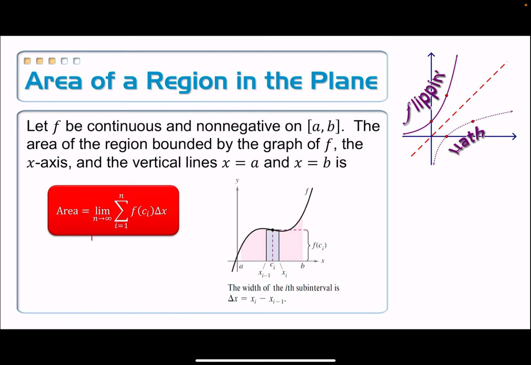How do we find that width? Well, if it is a regular partition, you use b minus a over n. If it's not, then you just subtract the two endpoints, x sub i minus 1 and x sub i. So the picture here uses c sub i for whatever x value you use to evaluate your heights. In a previous slide, we saw x sub i with a little star.